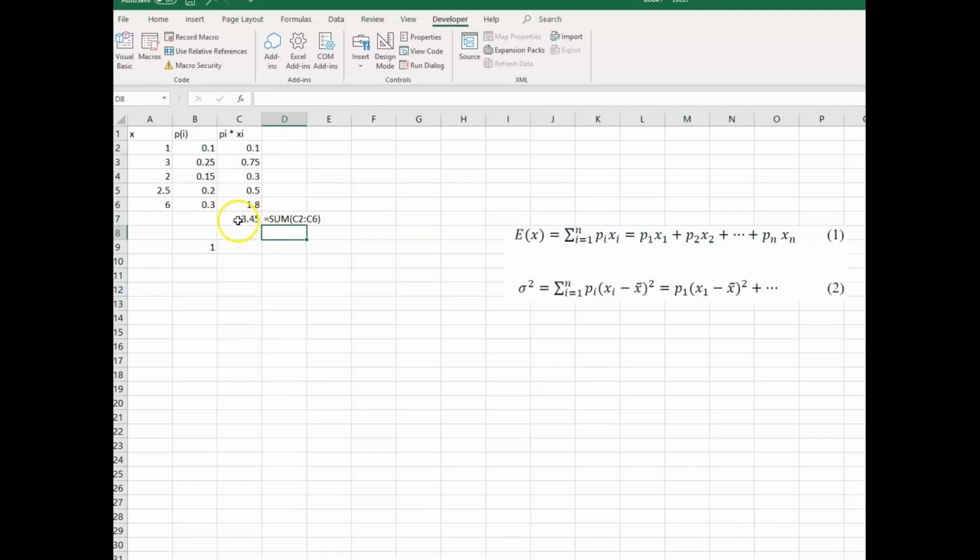So this is the expected value, according to equation number 1. Now let's look at equation number 2. Let's manually calculate. So this is the deviation squared.